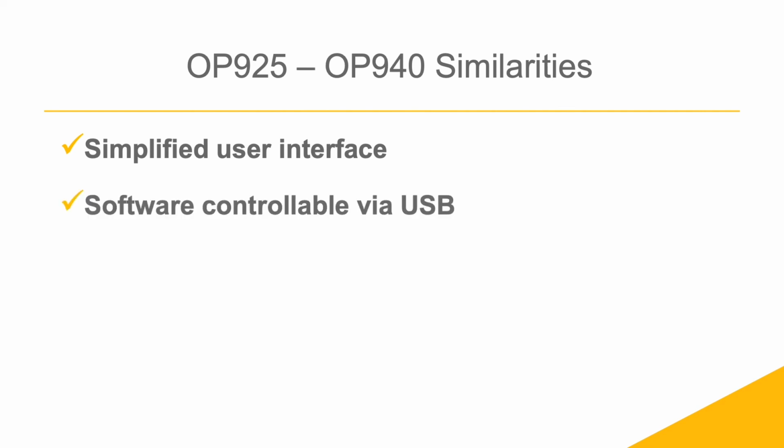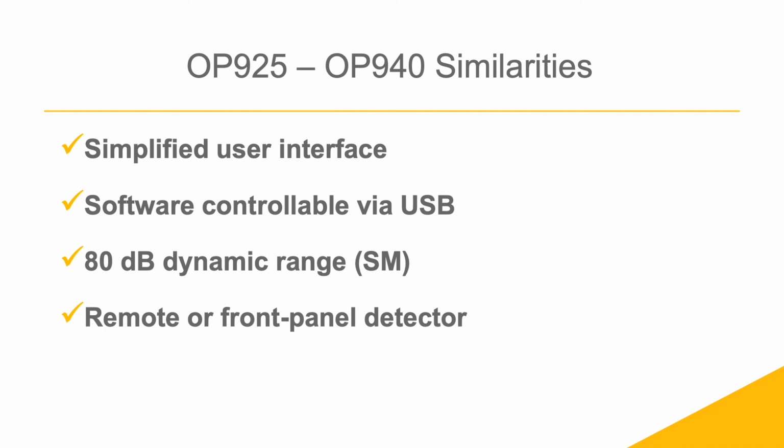The OP925 and OP940 share many similarities. They both have a very simple front panel control interface. They are both software controllable via USB connection. They offer the same choice of high dynamic range detectors, and those detectors can be front panel or remotely mounted. They are also identical in size.